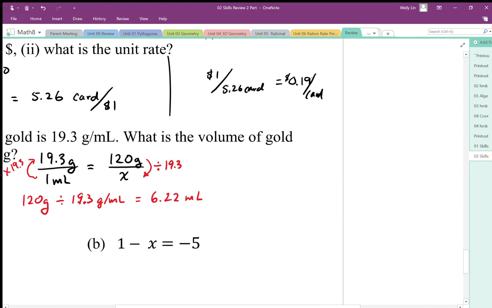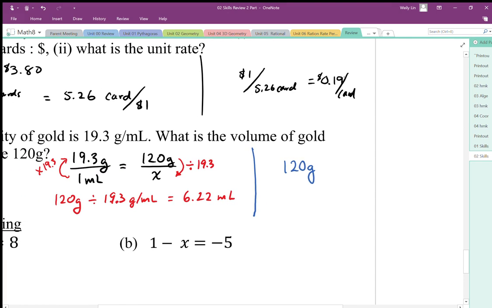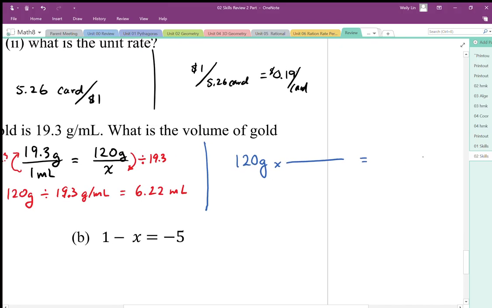Now, we want to start using something called rate analysis. This is our problem. We have 120 grams. My rate is 19.3 grams to milliliters. When I do rate analysis, I need to get rid of the grams, and I need to end up with milliliters as my answer. Well, to get rid of grams, that's a times by grams. To get rid of times by grams, I need to put the grams in the rate in the denominator. And that allows the grams units to cancel out. And when I do that, I'm left with milliliters.